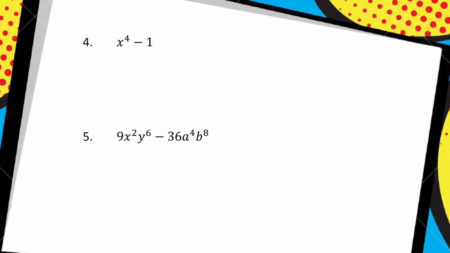Alright, so you should have done number 4, x to the power of 4 minus 1. So open up your 2 brackets, the one is positive and the one is negative. Okay, then I'm going to square root. The square root of x to the power of 4 is x squared, and the square root of 1 is 1. Okay, so there's my 2 brackets.